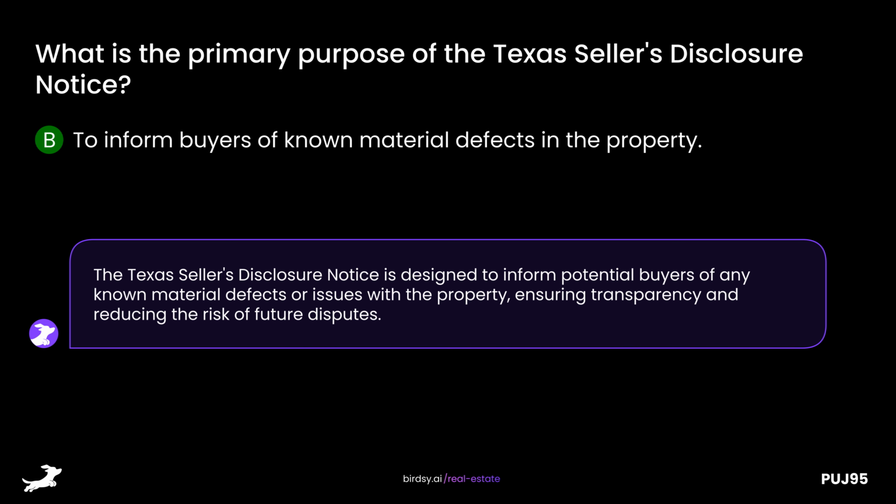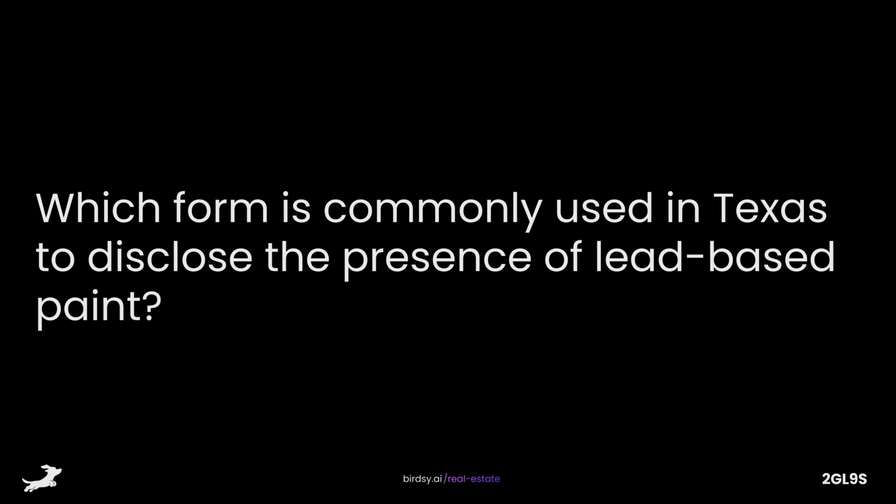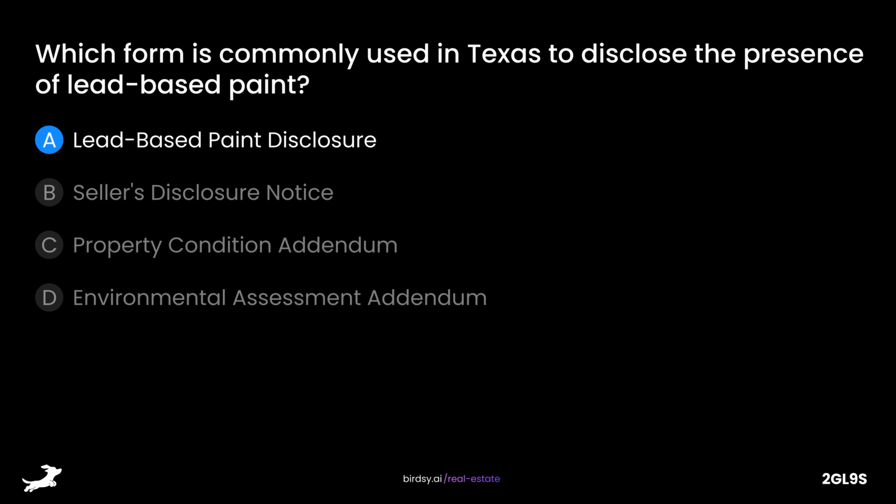The Texas seller's disclosure notice is designed to inform potential buyers of any known material defects or issues with the property, ensuring transparency and reducing the risk of future disputes. Which form is commonly used in Texas to disclose the presence of lead-based paint? Is it A, lead-based paint disclosure, B, seller's disclosure notice, C, property condition addendum, or D, environmental assessment addendum? The answer is A, lead-based paint disclosure.